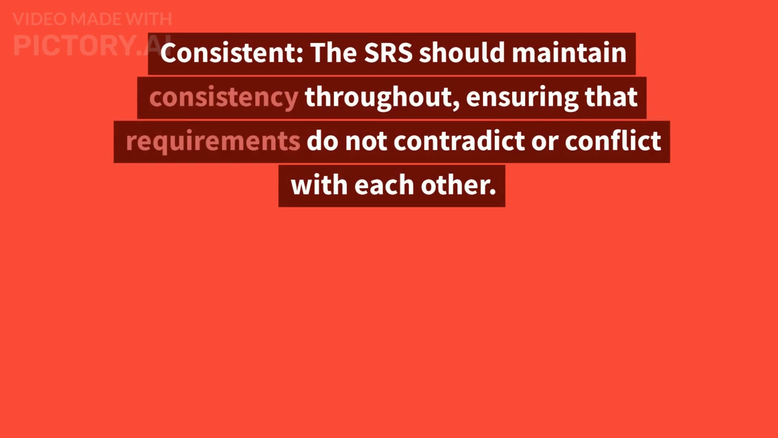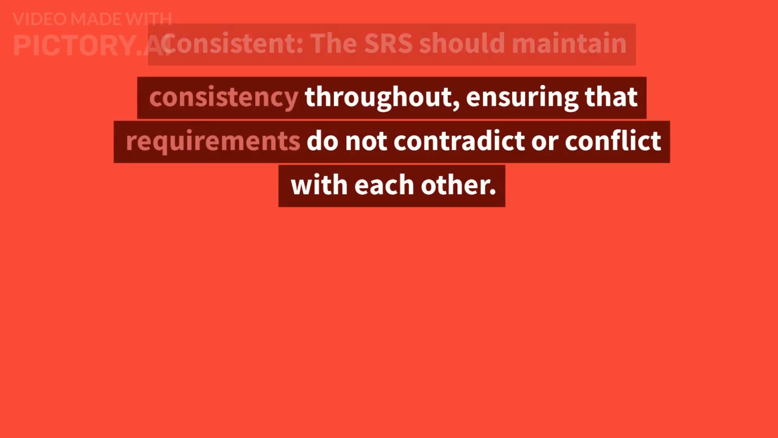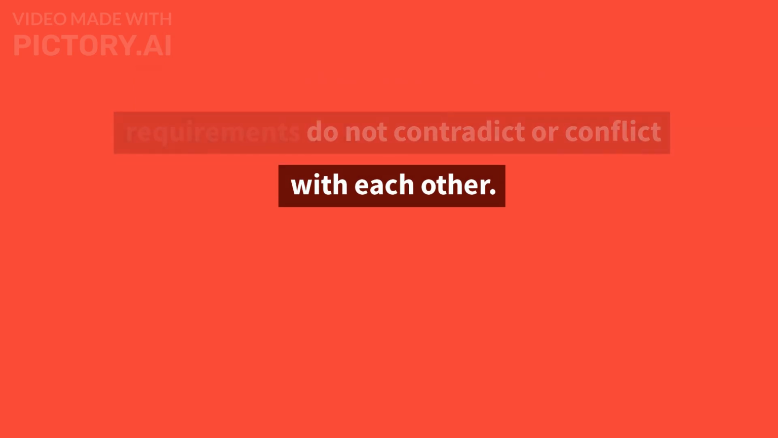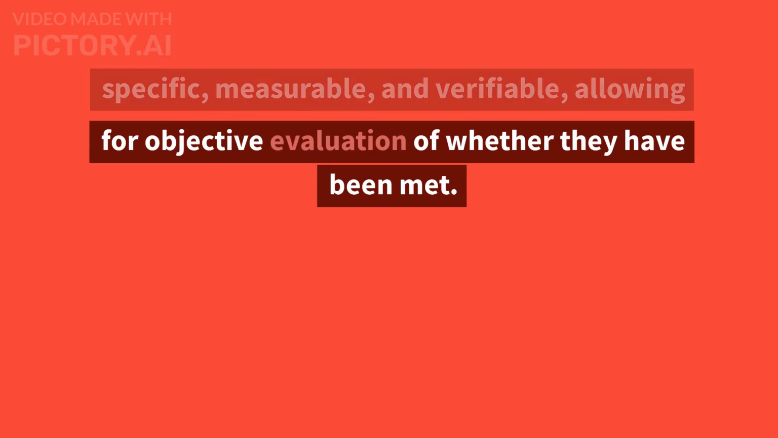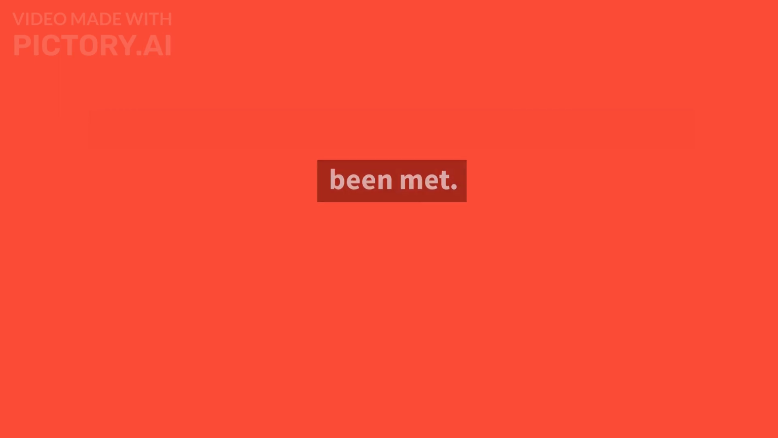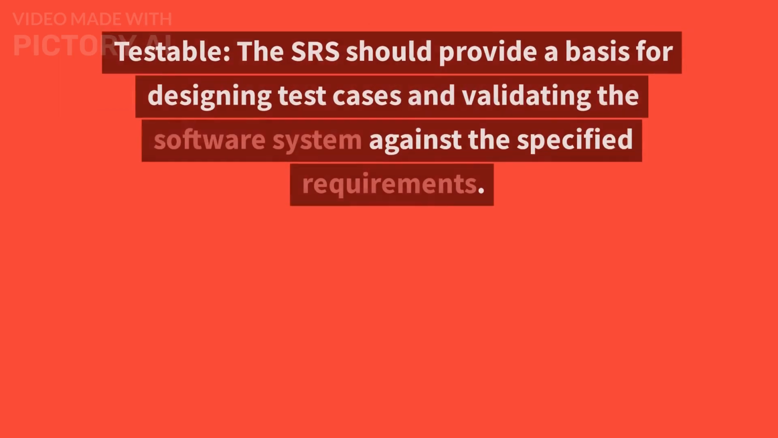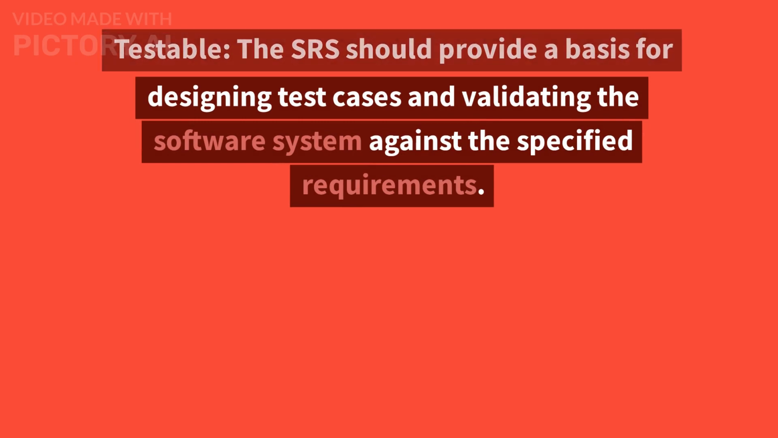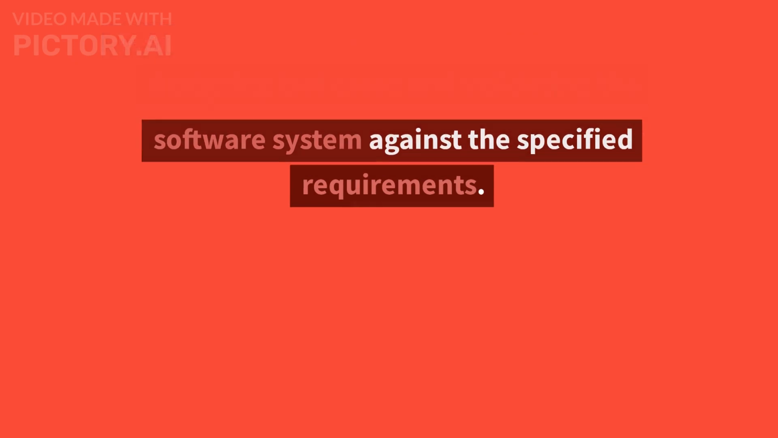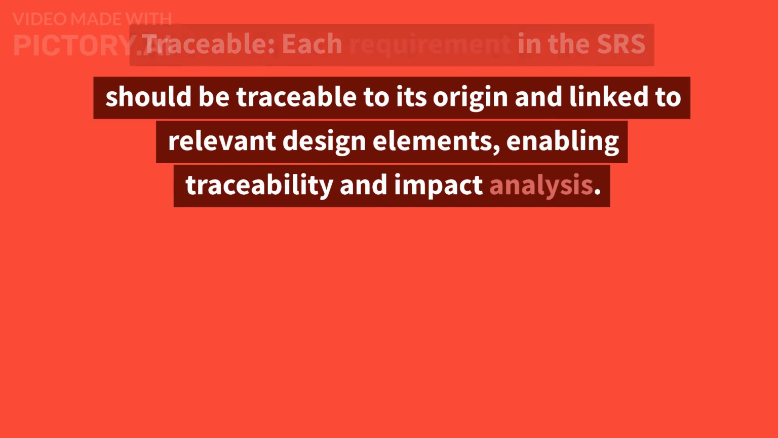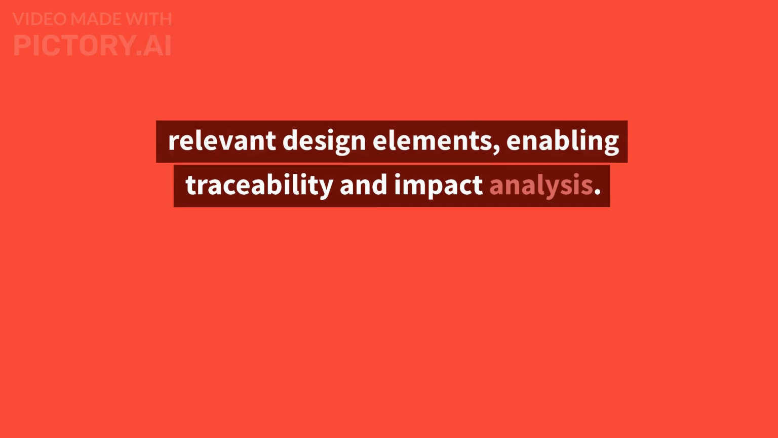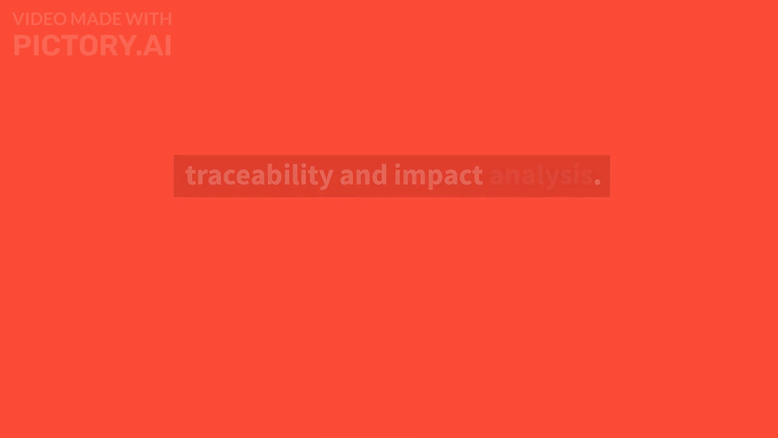3. Consistent. The SRS should maintain consistency throughout, ensuring that requirements do not contradict or conflict with each other. 4. Measurable. Requirements should be specific, measurable, and verifiable, allowing for objective evaluation of whether they have been met. 5. Testable. The SRS should provide a basis for designing test cases and validating the software system against the specified requirements. 6. Traceable. Each requirement in the SRS should be traceable to its origin and linked to relevant design elements, enabling traceability and impact analysis.